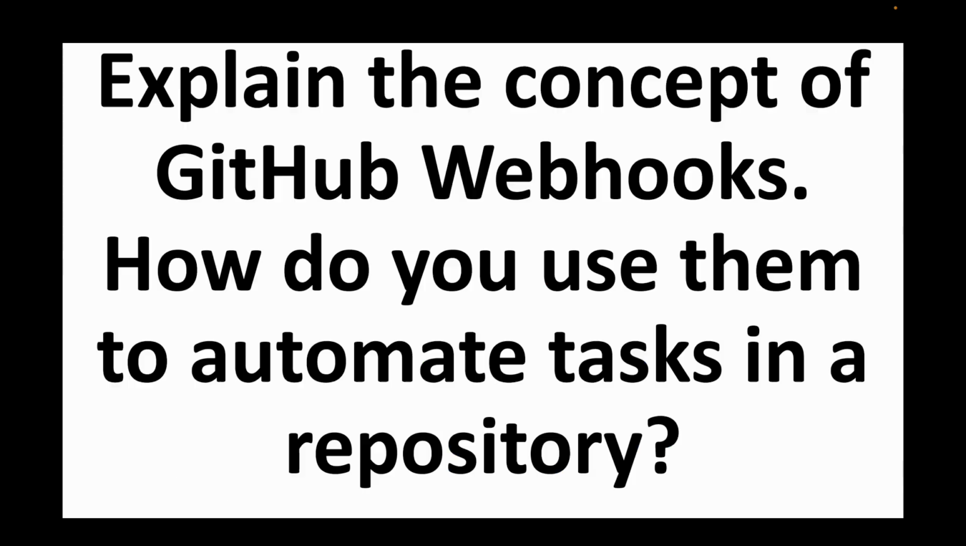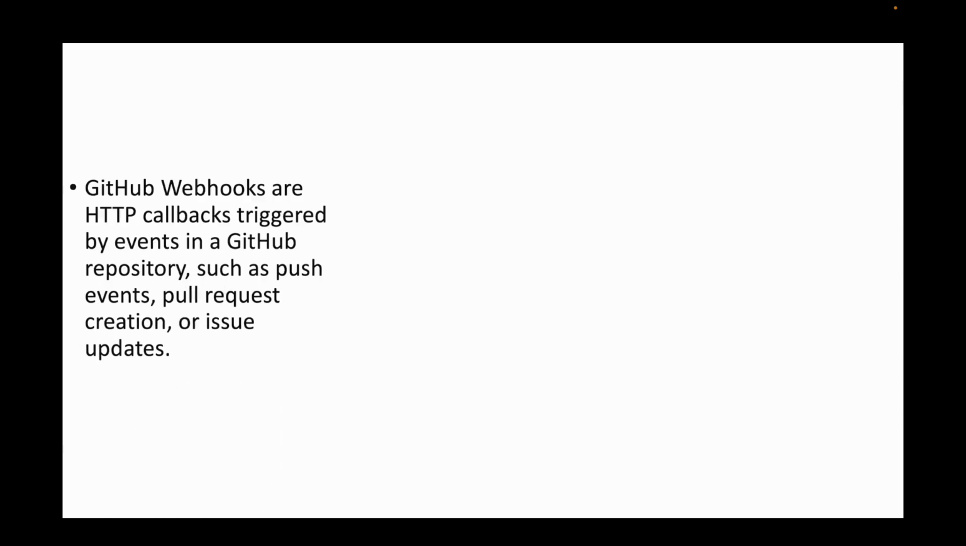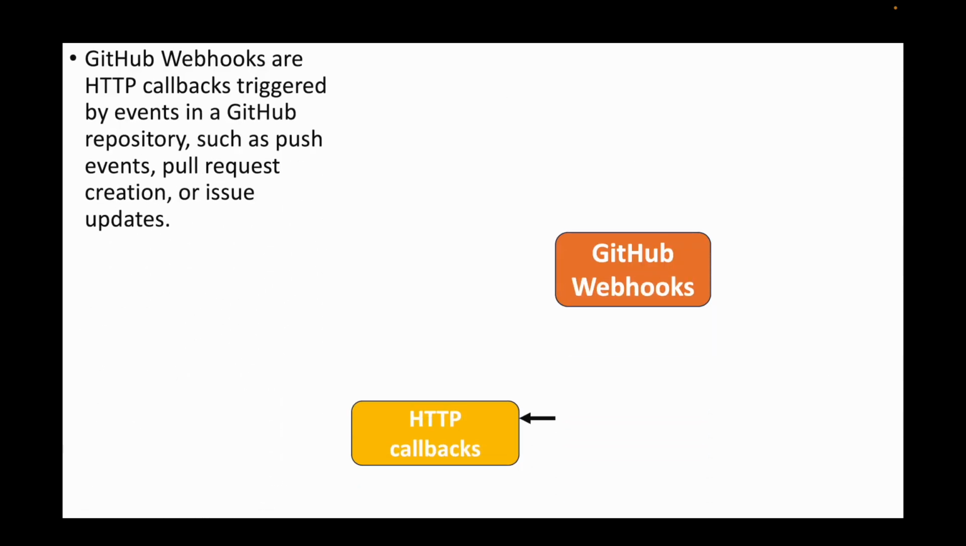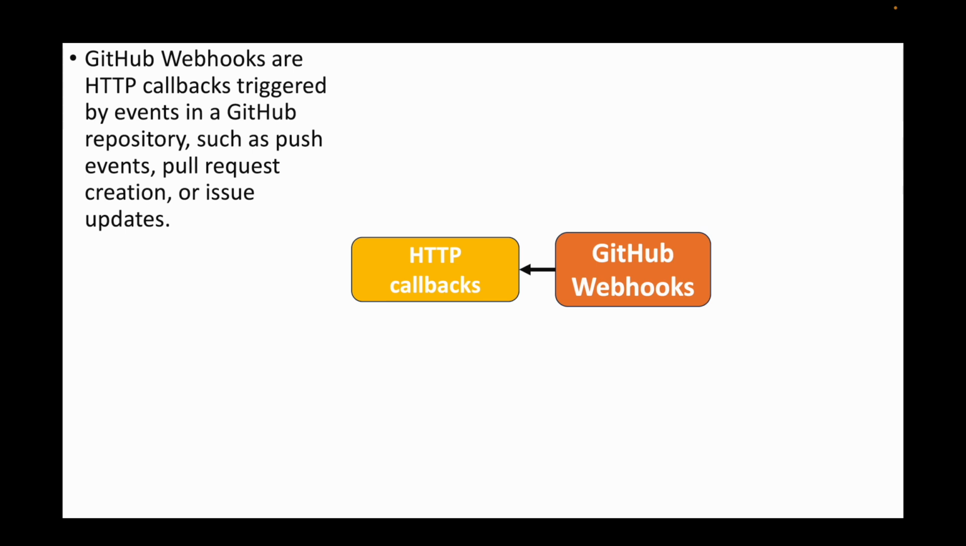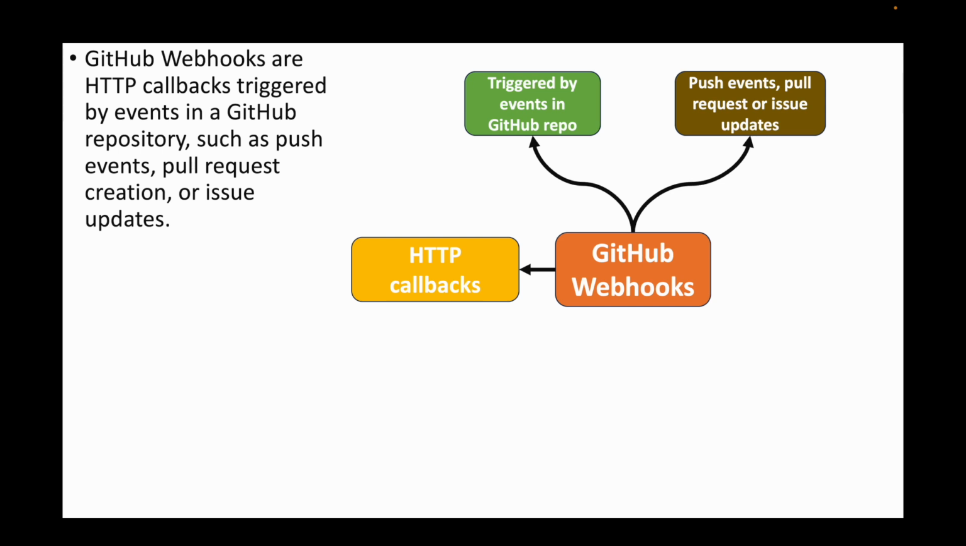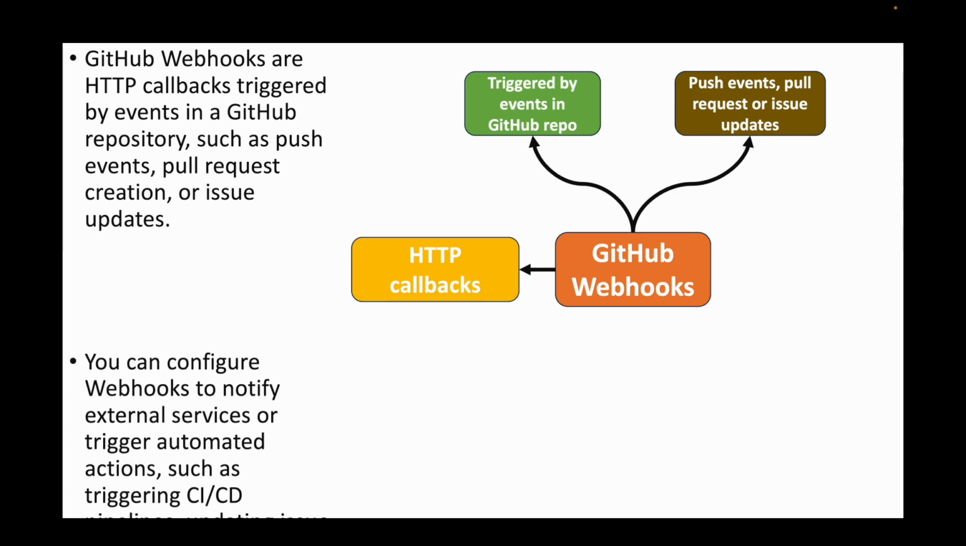The next question we have is, explain the concept of GitHub Webhooks and how do you use them to automate tasks in a repository. So GitHub Webhooks are basically your HTTP callbacks, which are triggered by any events that happen within your GitHub repository. So your events can be push events, creating a pull request, or any issue update. So whenever any of these events happen, if you want to trigger any jobs or any tasks, we can make use of your GitHub webhooks for that.